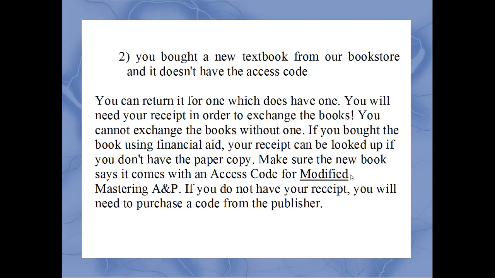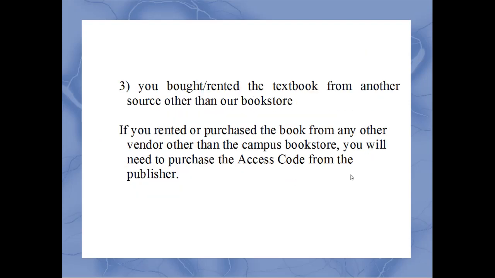If you don't have the receipt, then you must buy an access code from the publisher directly. There's no way I can get around that. But if you use financial aid to buy it, your receipt can be looked up. But if you pay out of pocket, or if you can't find a receipt, you have to purchase it from the publisher directly. And scenario number 3, you either rented the book or you bought it from somewhere other than the Gaston College bookstore, then you must buy the access code from the publisher.